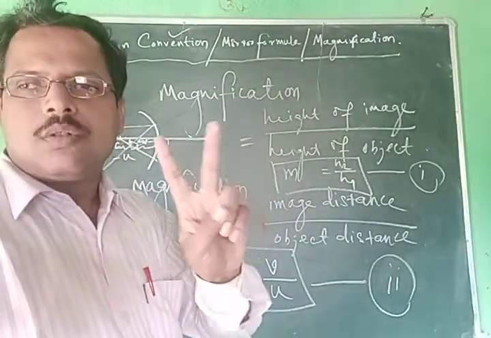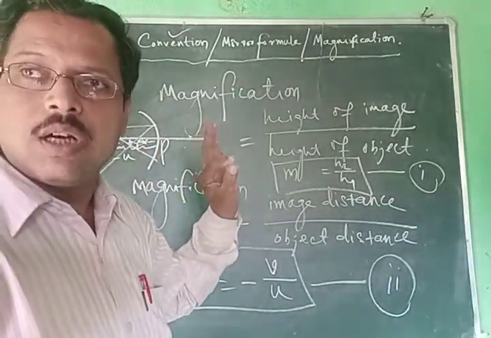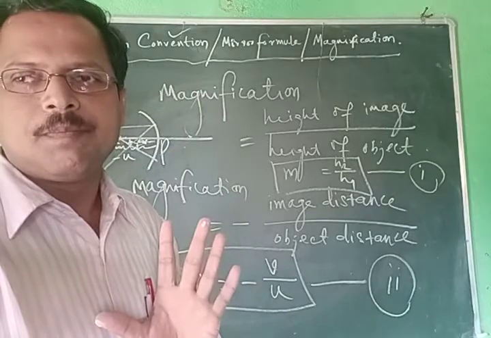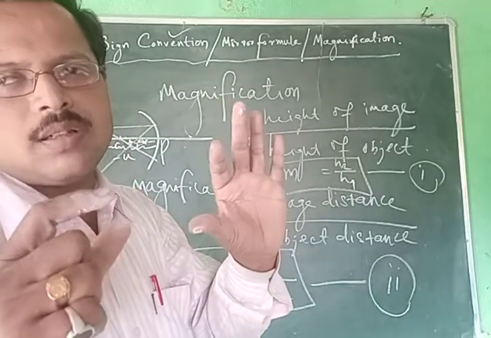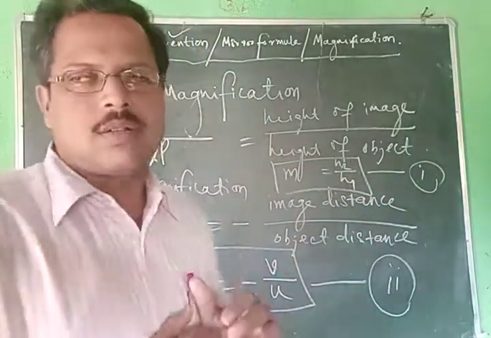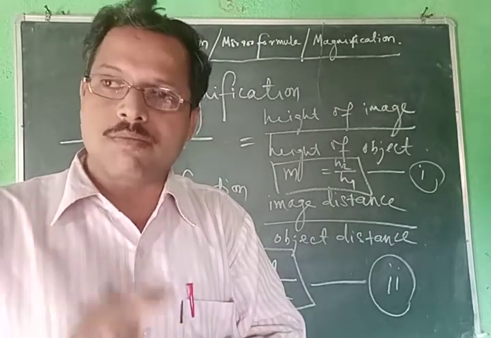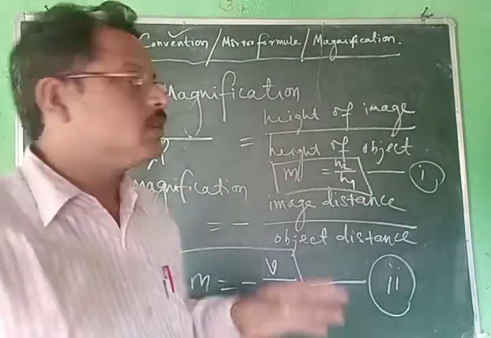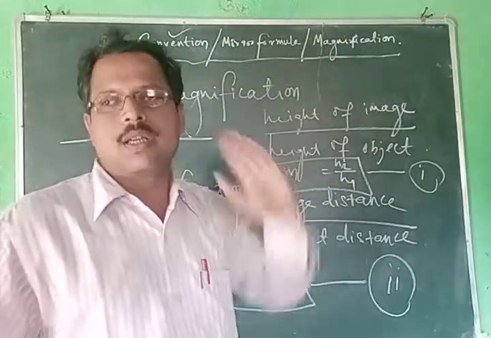So two things for magnification. What is magnification? What is the size of the image compared to the object? What is the size of the object? What is the size of the image? How much change do we see in terms of ratio? That is called the magnification. Whether the image size is big or small, how much big, how much small as compared to the object, that is the magnification. So we read three things: sign convention, mirror formula, and magnification.